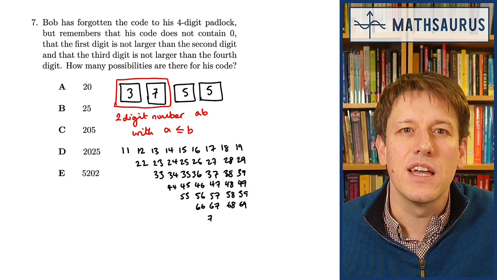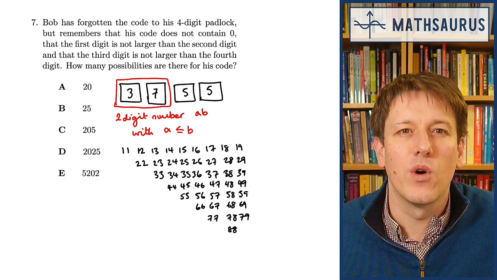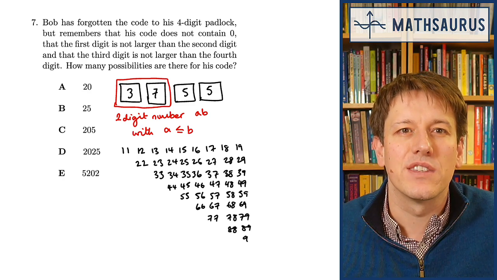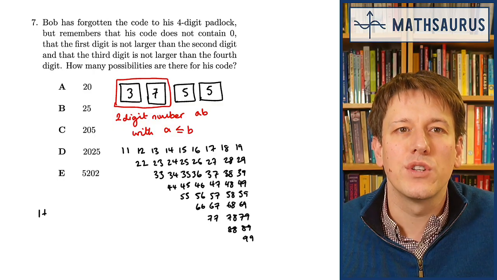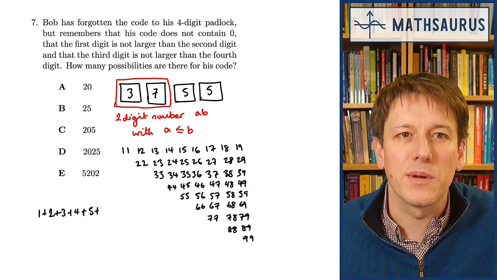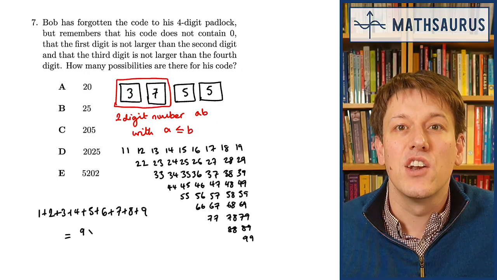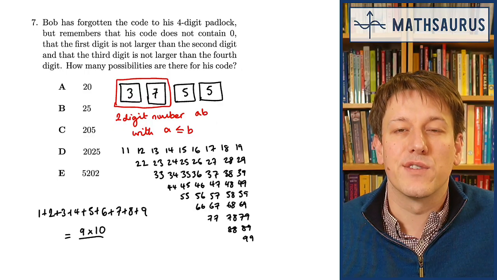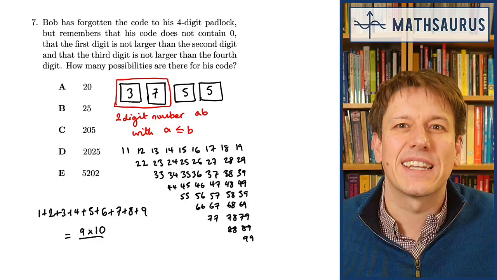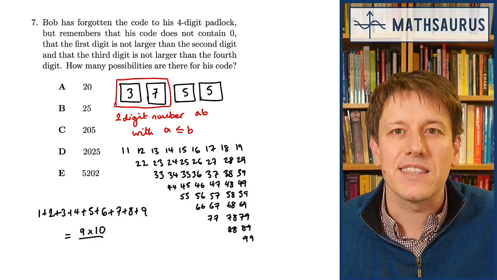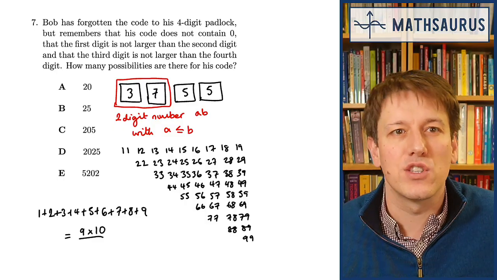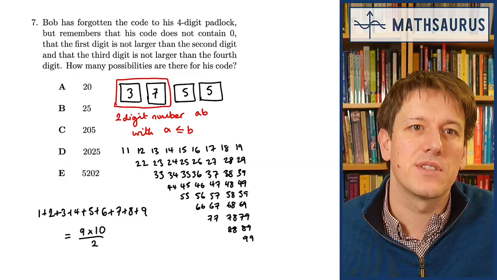But you can see that there are 9 numbers like this that start with a 1, 8 that start with a 2, 7 that start with a 3, 6 that start with a 4, and so on. So the total number of options here is 1 plus 2 plus 3 plus 4 plus 5 plus 6 plus 7 plus 8 plus 9. That's the 9th triangle number, and so there's a formula that we can use here. We're just adding the numbers from 1 to n together. You do n times n plus 1 over 2. So here we can just do 9 times 10 over 2.